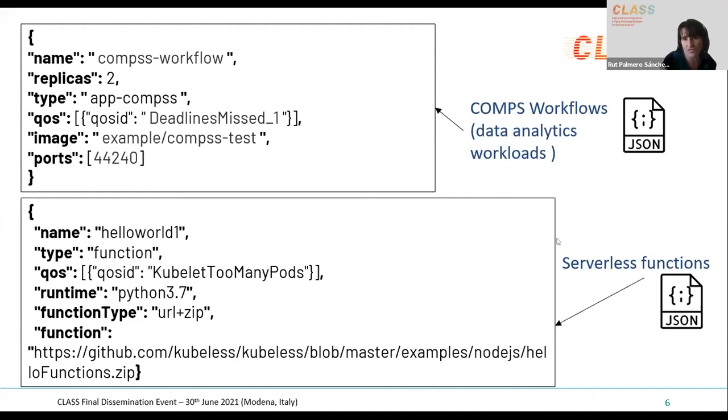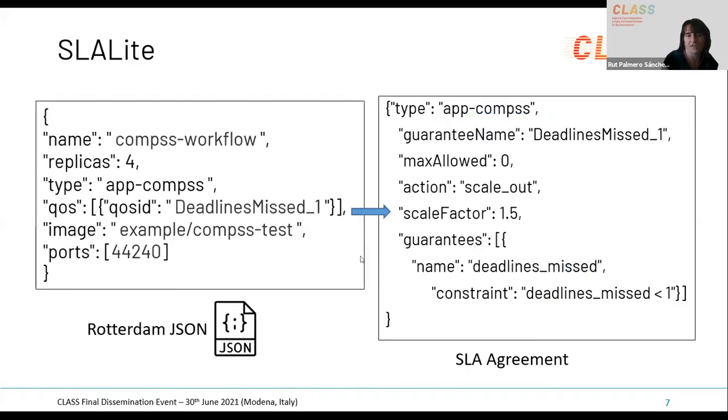Okay. Also, it can be another type of application: workflow, serverless functions. So the JSON file to define the application is quite easy. The SLA manager also receives this JSON from Rotterdam, and it creates the SLA agreement. In the SLA agreement, it defines the constraints that have to be met throughout the execution of the different replicas. In this case, the initial number of replicas is 4.